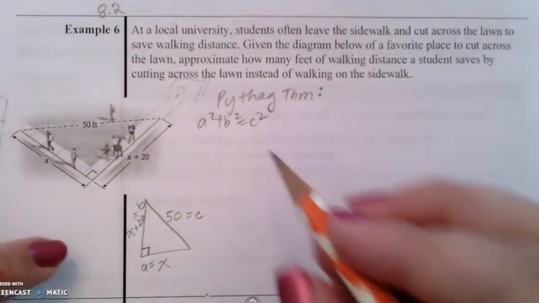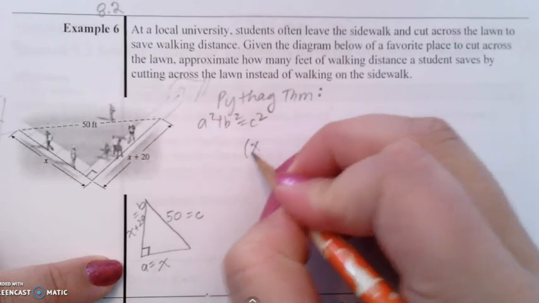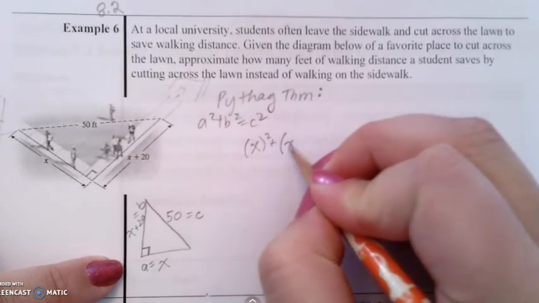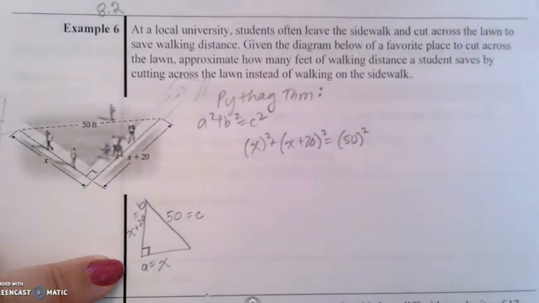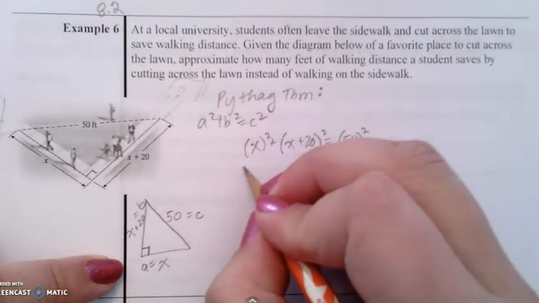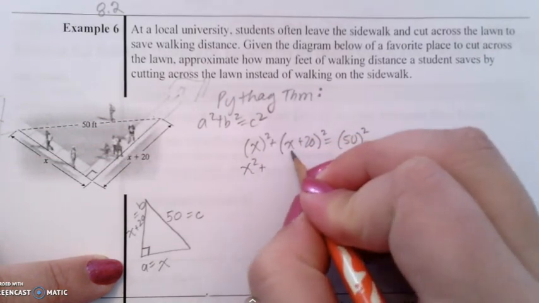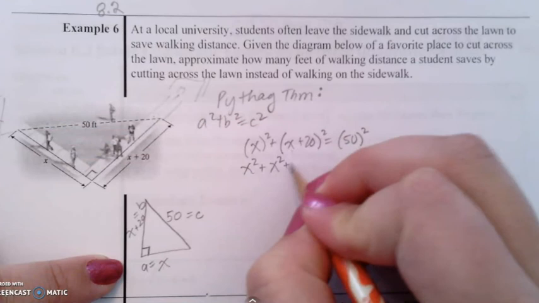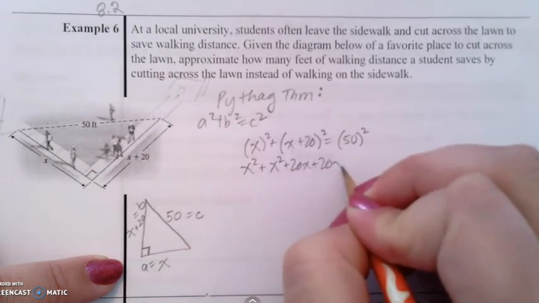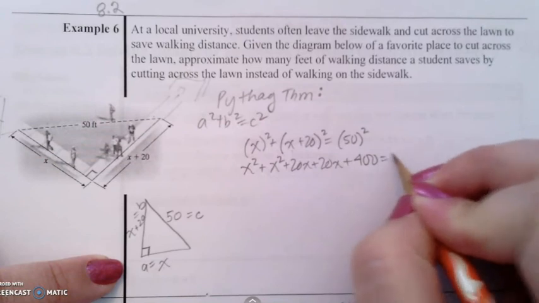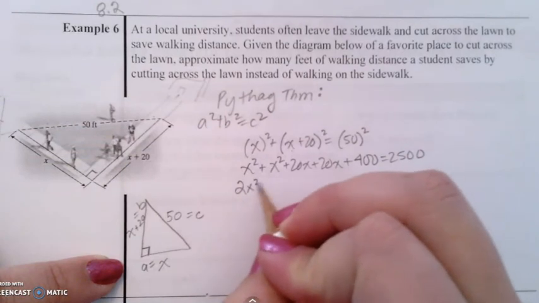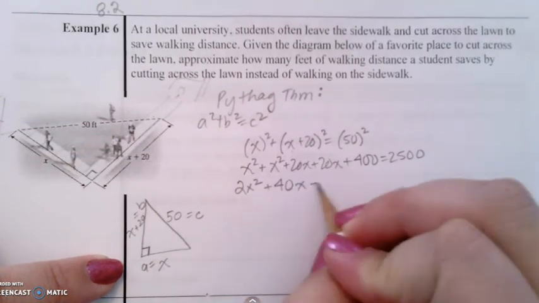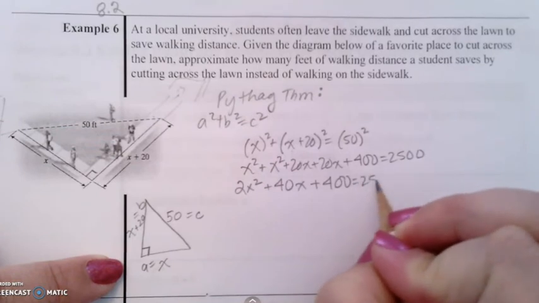So we want to set up our Pythagorean theorem. We have our first leg squared plus the second leg squared equals the hypotenuse squared. So notice we'll have an x squared. This is a quadratic equation. So we want to simplify: x squared plus, we have to FOIL this, x squared plus 20x plus 20x plus 400 equals 2500. Collecting like terms, 2x squared plus 40x plus 400 equals 2500.